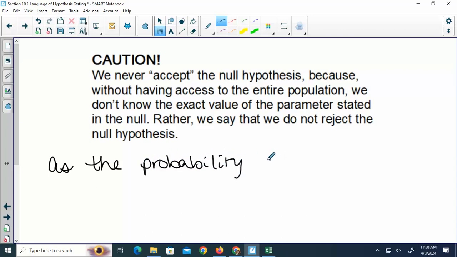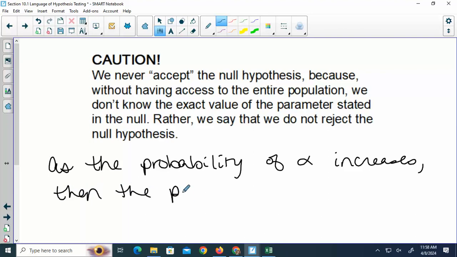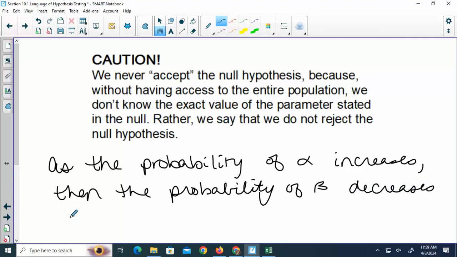Okay. In general, as the probability of alpha, the type 1 error, increases, then the probability of beta decreases. And in reverse, as the probability of one type of error goes up, the other one goes down.